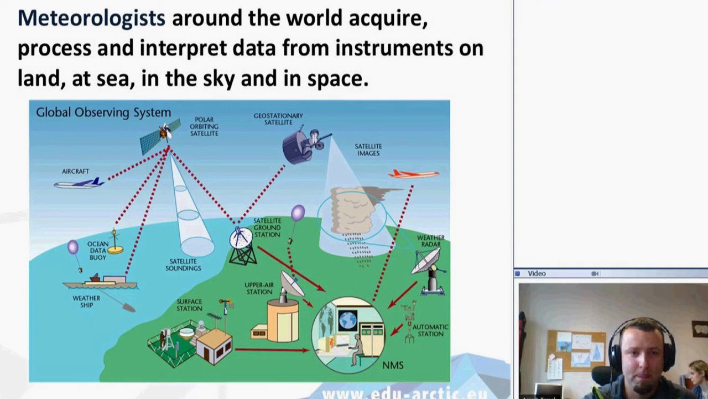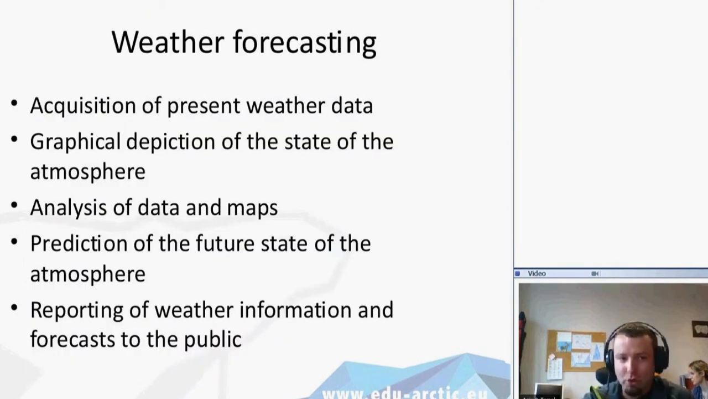It's not that complicated. Weather forecasting, how to forecast the weather. First, you have to acquire present weather data, and it has to be done punctually. That's why we want you to collect data on Mondays at 12. Then, graphical depiction of the state of the atmosphere. When you put in your data, it will be published online so everyone can see what's going on in your surroundings. Then you can analyze the data and maps, and then you can think about predictions of the future state of the atmosphere. But we won't do any predictions because we would need really expensive computers and stuff. So we will just think about what's going on in different parts of Europe, having all your reports.